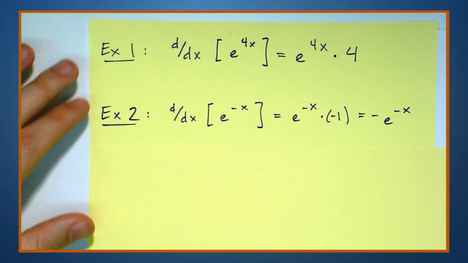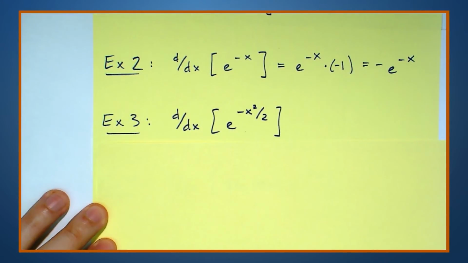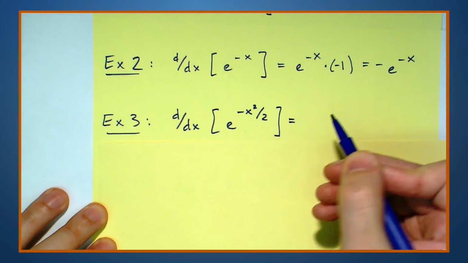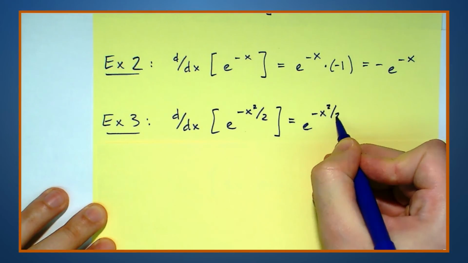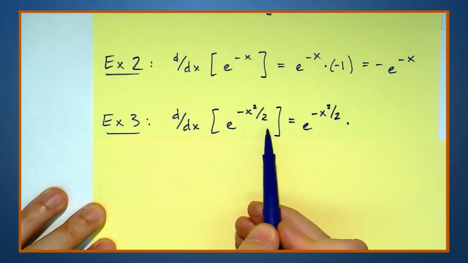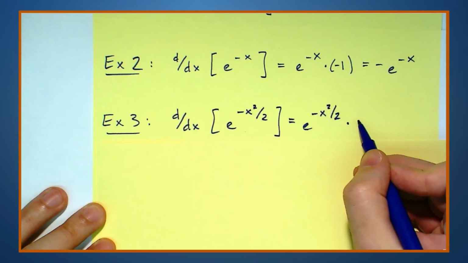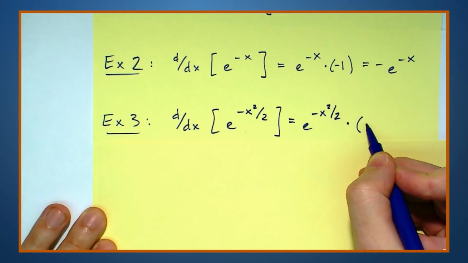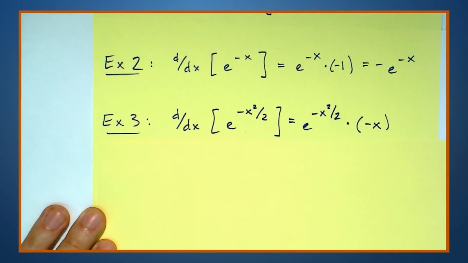Now what happens as the function gets a little more complicated? Let's compute the derivative of e to the minus x squared over 2. Now again, the derivative wants to be itself, e to the minus x squared over 2, but from the chain rule we have to multiply by the derivative of the inside function. The derivative of minus x squared over 2 is minus 2x over 2, or just minus x.